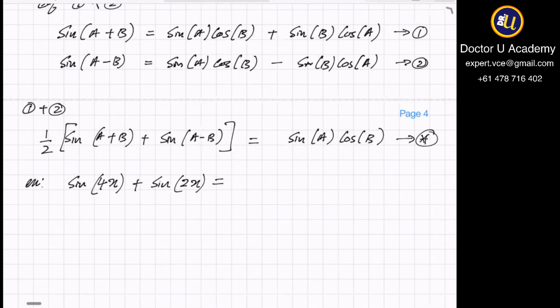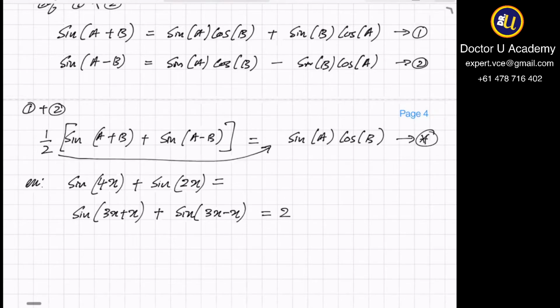So for example, if you have sin 4x plus sin 2x, you have to simplify it. So you break this problem like this: sin(3x + x) + sin(3x - x). If you break the problem like that, then you can write 2 sin 3x cos x. This is going to be A now, this is going to be B now. So it's going to be sin A, right? Sin 3x and cosine x.